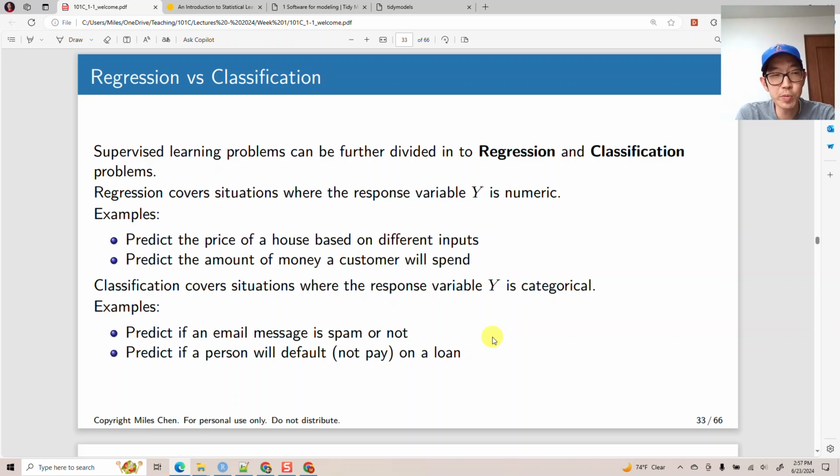As far as supervised learning, as far as making predictions and checking your answers to see if you did it right, we can divide those into regression and classification problems. Regression is basically when the response that you're trying to predict is a numeric response. So an example of that is predicting the price of a house based on different inputs.